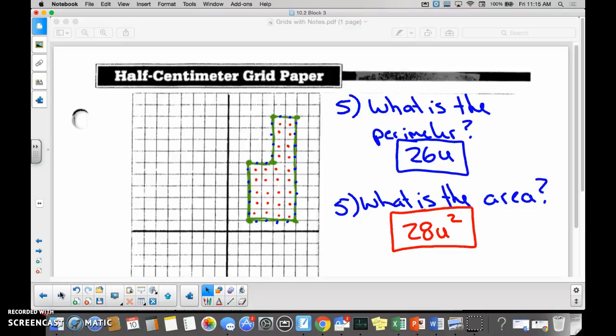When you're given a shape on a piece of graph paper, or on a graph, the best strategy is to simply do what, everyone? Count. So the blue dots going around the outside of this shape would be when we counted the perimeter, and the red dots inside the shape would have been the area. You still could chunk, you could still use your formulas, but it's really a good idea just to count.